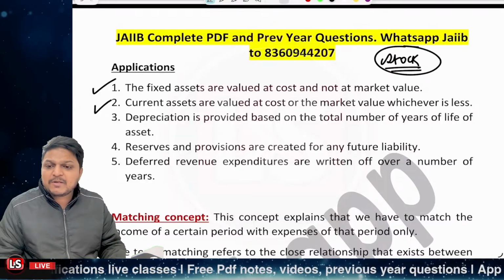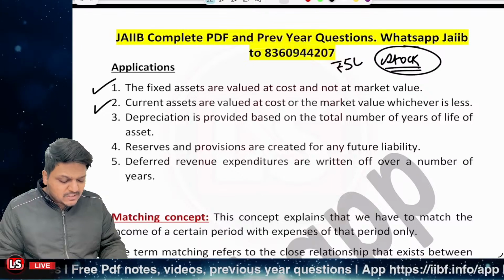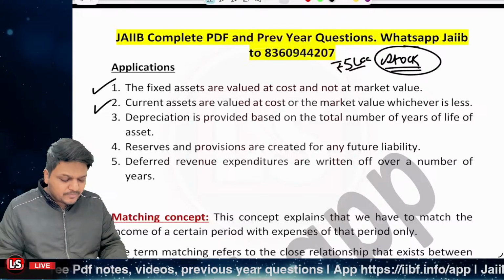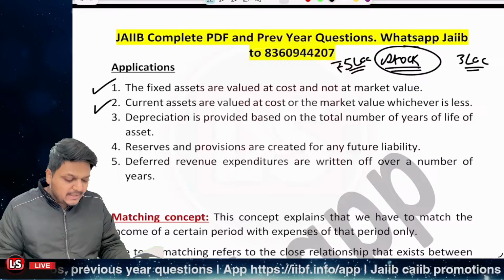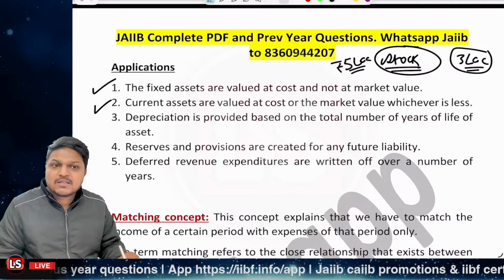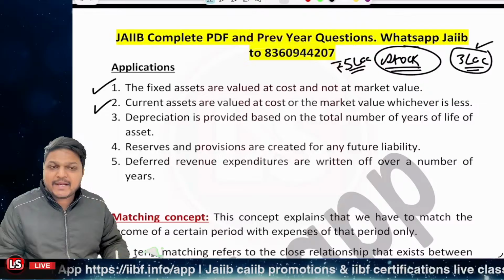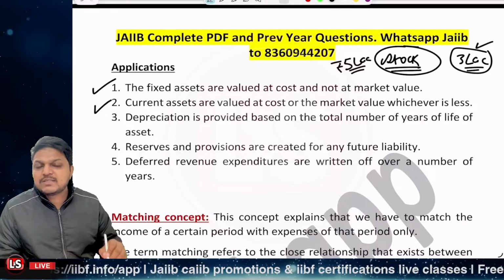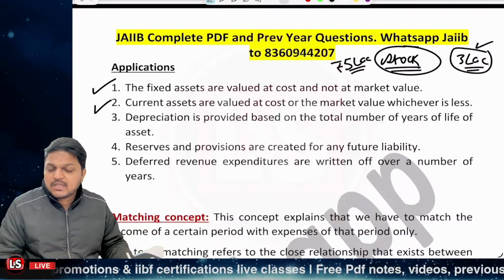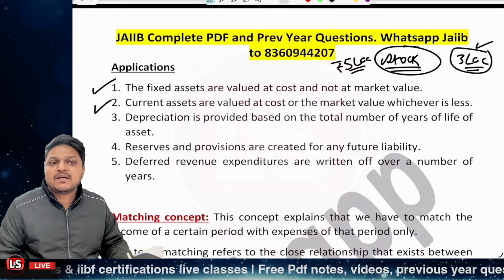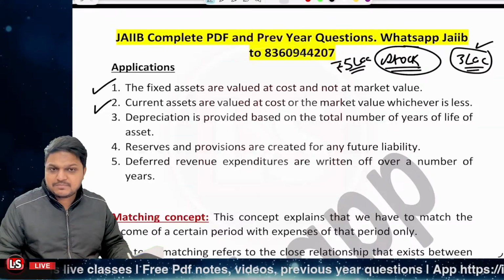So let's say we purchase the stock for rupees 5 lakh, but the current value is rupees 3 lakh. In that scenario, we'll record this current asset at rupees 3 lakh, not rupees 5 lakh. Why? Because the current value is lesser than the cost price or booked value. So for current assets, the value to be considered is the market value or the cost value, whichever is less.